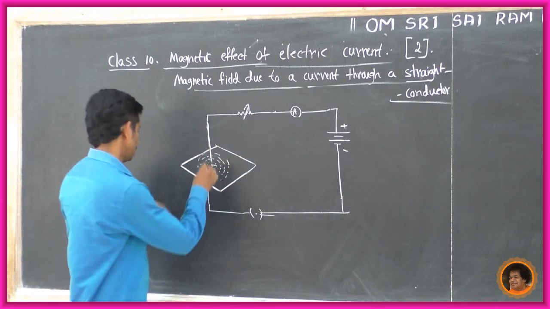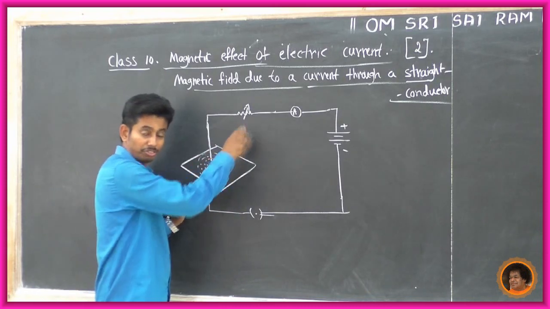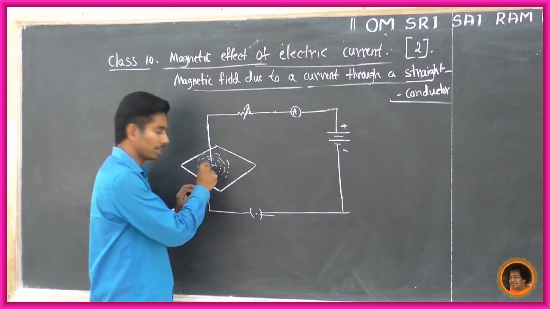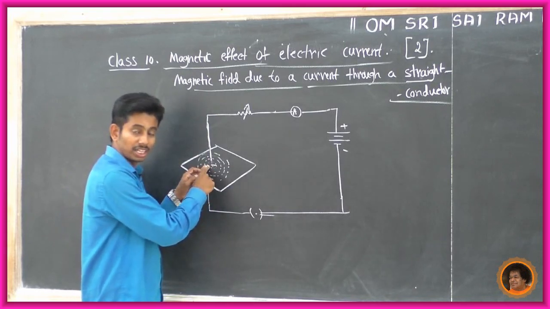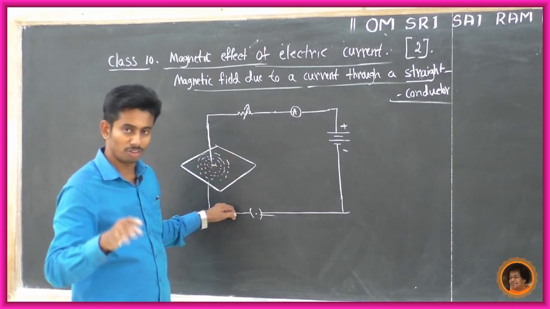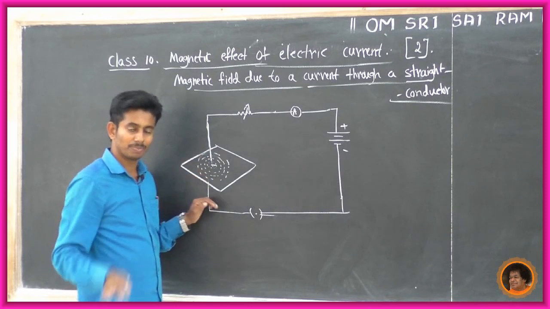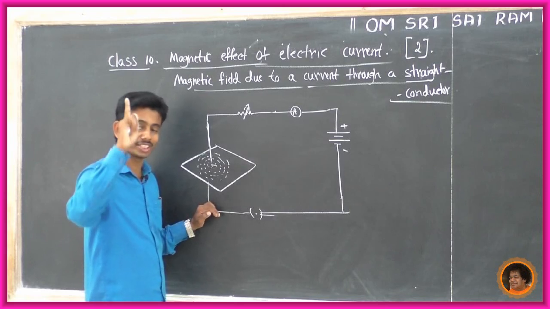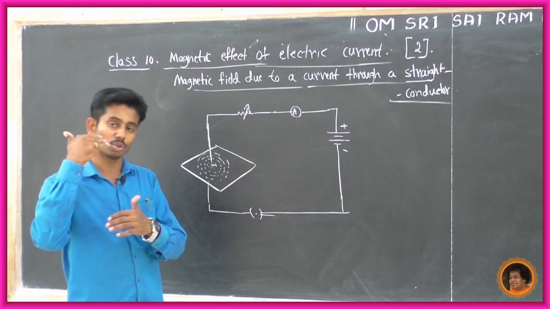Then we increase the amount of current using the rheostat. Just place one magnetic compass here, and we get a deflection. If we increase the current, the deflection is more. When current is increased, the deflection also increases. What does it indicate? More deflection means the magnetic field produced is stronger. If we increase the current, the magnetic field also increases.